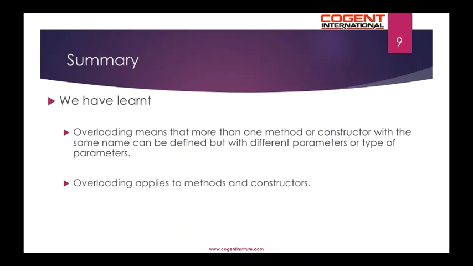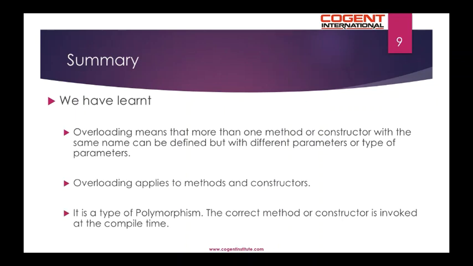To summarize, we have learned that overloading means that more than one method or constructor with the same name can be defined, but with different parameters or types of parameters. Overloading applies to methods and constructors. It is a type of polymorphism. The correct method or the constructor is determined at compile time.